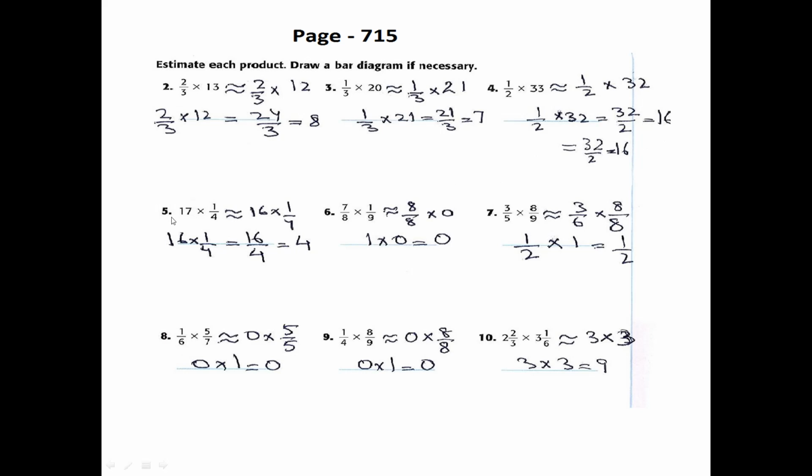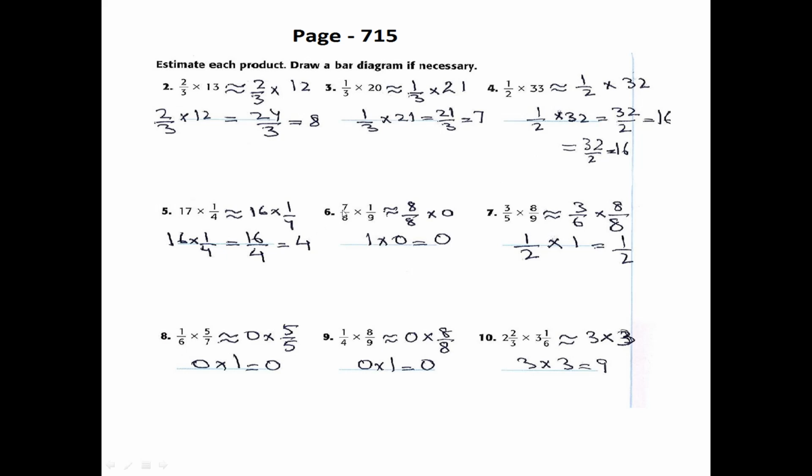In number 5, we have 17 multiplied by 1 upon 4. Now we will estimate. 17 will change into 16 multiplied by 1 upon 4. 16 multiplied by 1 is 16, you know that, and the denominator is 4. If you read the table of 4, you will get 4 fours are 16. The answer for number 5 is 4.